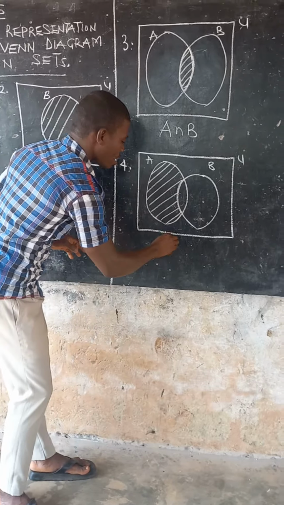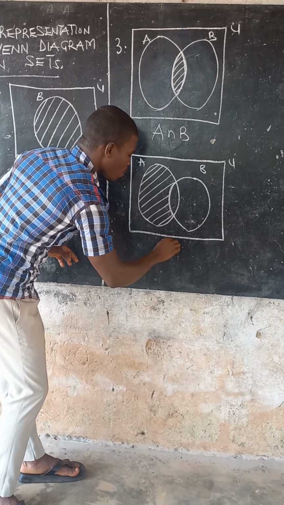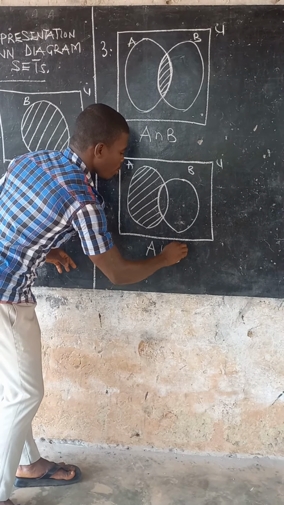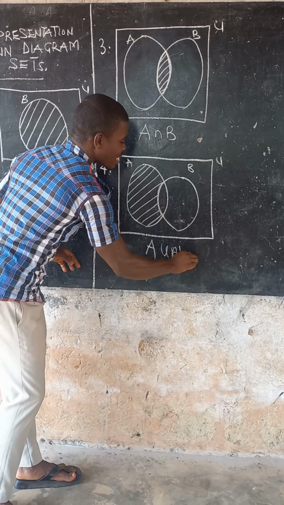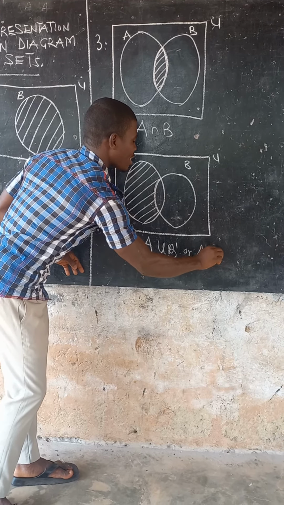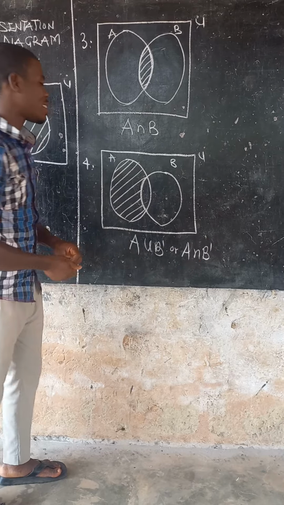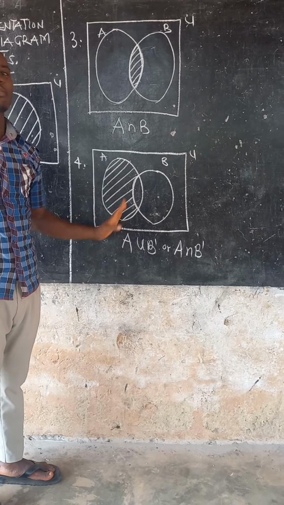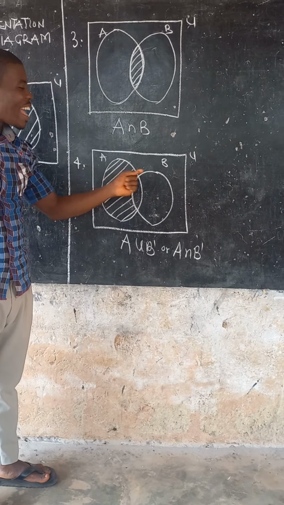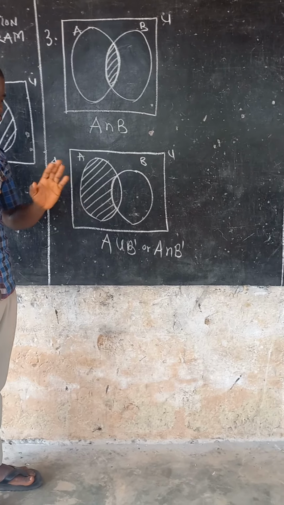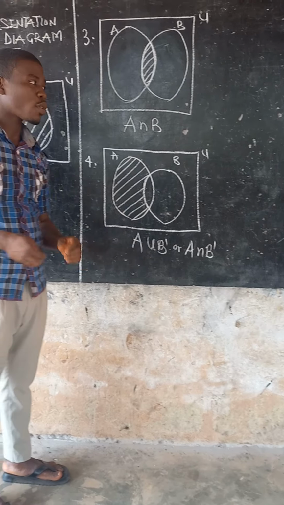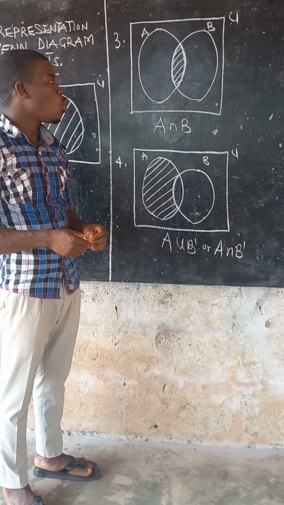So here it is A intersection B complement, or you can say A union B complement. It means anything about B is not part of what we are asked to look for.